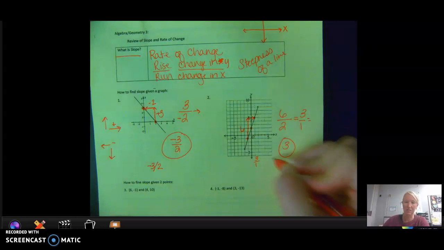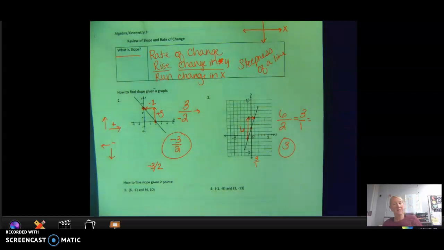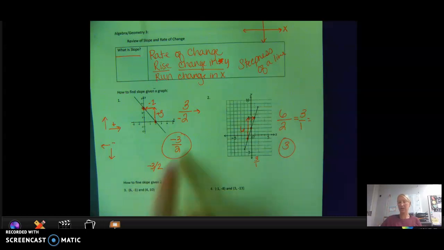So it's just the reduced of that. Now, slope, we don't ever want as a decimal, because if we have it as a decimal, like 1.5 over 1, it doesn't make sense on a coordinate grid to go over 1.5. We want to go over whole numbers. So it would be the whole number over our whole number. Okay. How to find slope given 2 points.